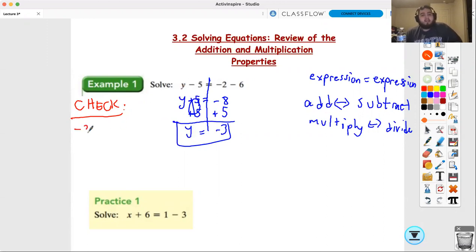So then we're going to get -3 minus 5 equals question mark -2 minus 6. But now we have to simplify the left and the right side. Well, we know the right side is -8, right? Because we did it in the problem ourselves. On the left side, -3 minus 5 is also -8, which is true. So check mark, true. So therefore, this is the solution for example 1.